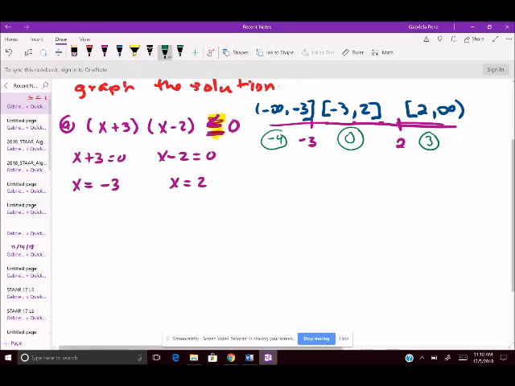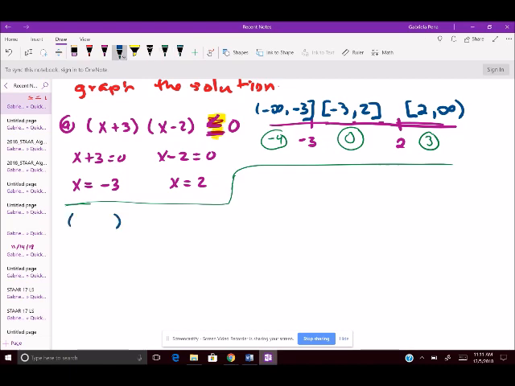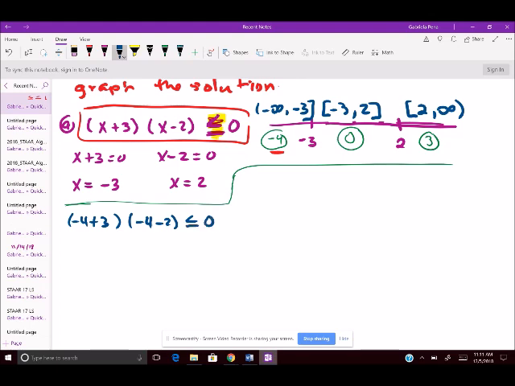Now, these are the 3 numbers that I need to check. Now, what do I mean by check? I need to plug them into the equation and see which of them is true. So this is where I mean it's simple, but it's time consuming. So I have to come over here and plug in a negative 4 for the x. So I am going back to this problem. I plugged in this number for the x, negative 4 plus 3 times negative 4 minus 2, and make sure that is less than or equal to 0.